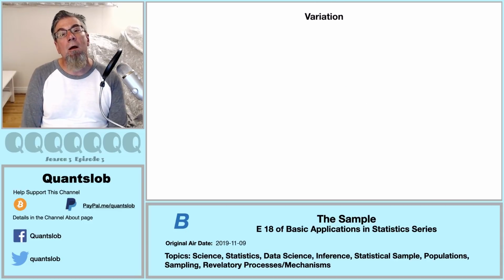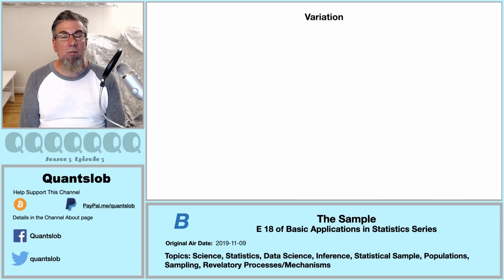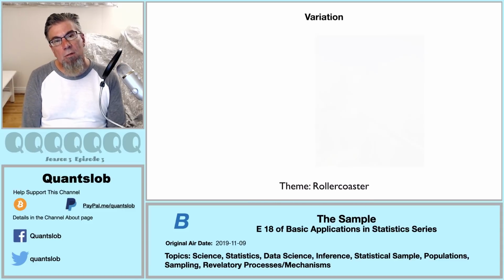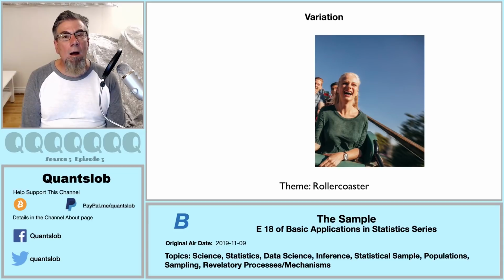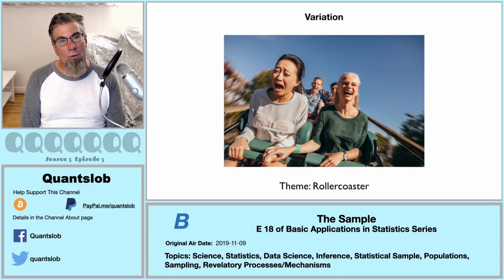Okay, so question. Why is it that people may possess varied impressions of the same theme? So for example, consider the theme roller coaster. One person here may have gained the impression that roller coasters are fun and exhilarating, while yet another person may hold the impression that roller coasters are terrifying.